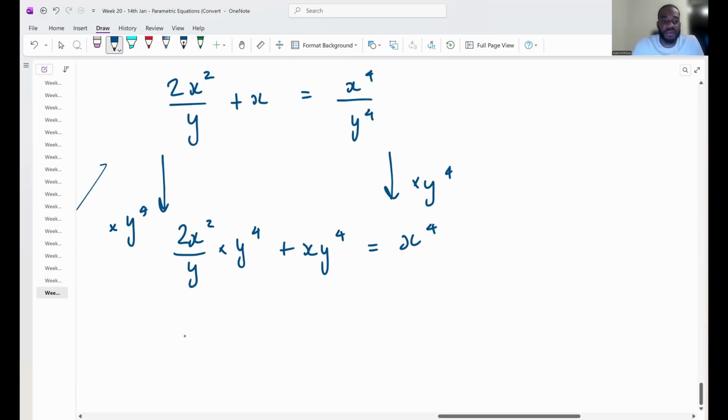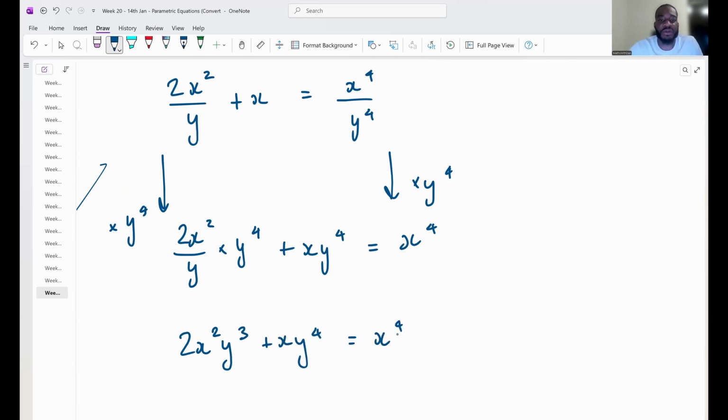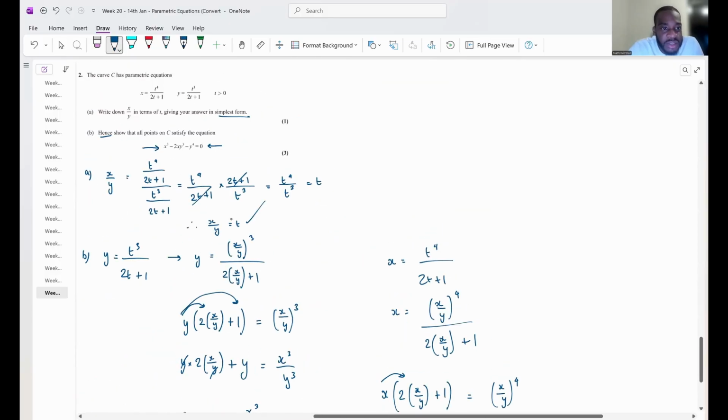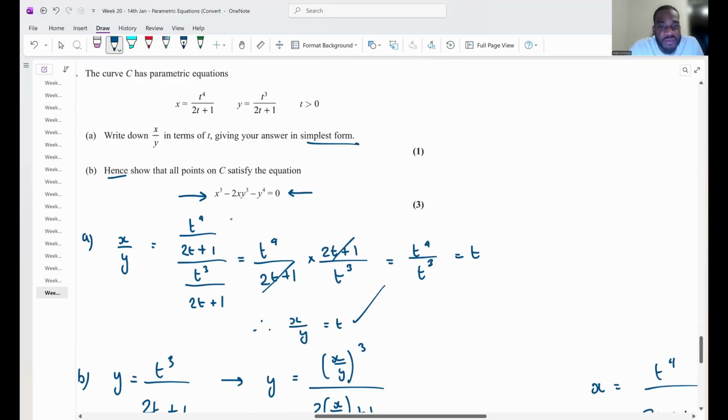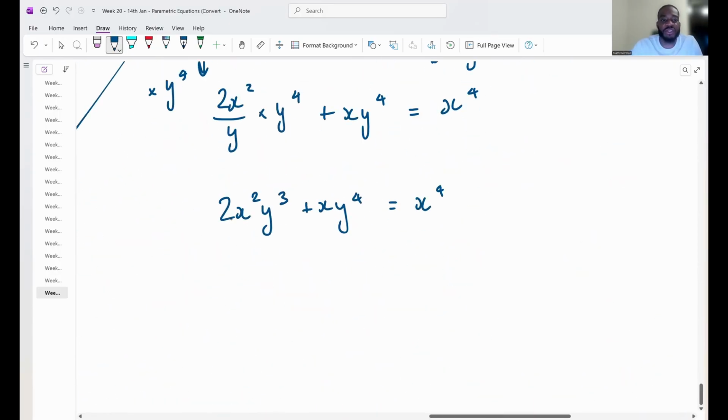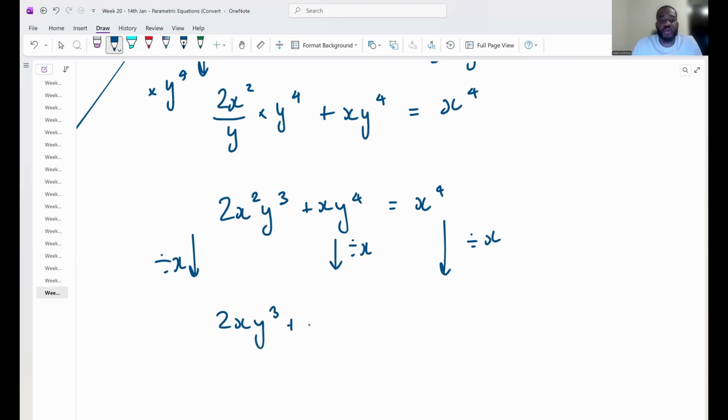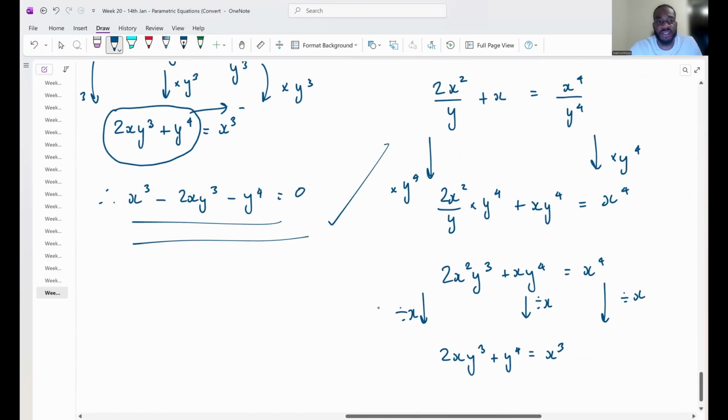Like that, what happens there? That's gonna be 2x squared y cubed plus xy to the 4 is equal to x to the 4. What do they want? They want cubed, that's right. So if I divide through by x now, to show that it's cubed, we divide through by x to get the cube, don't we? Divide everything by x. That will give us 2xy cubed plus y to the 4 is equal to x cubed, which is exactly what we got here, isn't it?